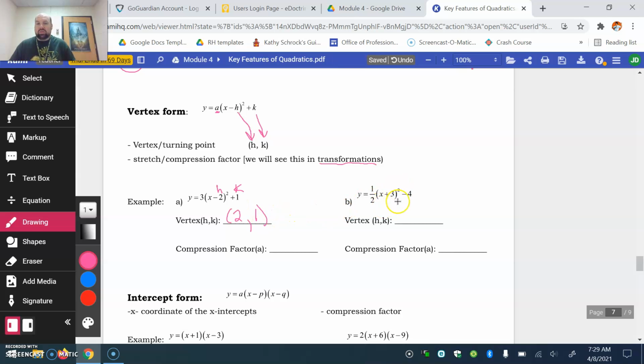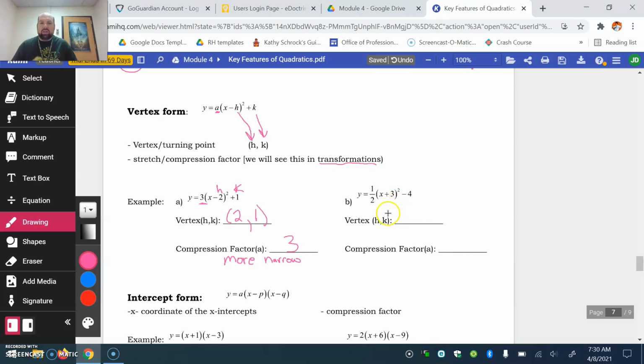However, when we get over to this example over here, we're going to see something a little bit different. And compression factor here, that's our A, is 3. Now, what does that mean? If you plugged this into your calculator and you looked at the graph, what you would see is the graph would all of a sudden become more narrow. It's like a bigger number there squeezes our parabola together, narrow.